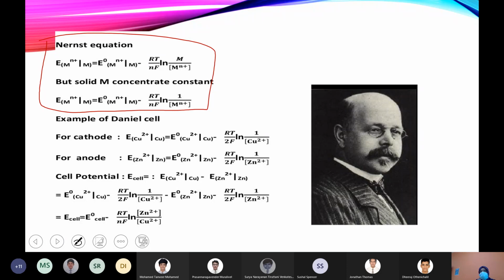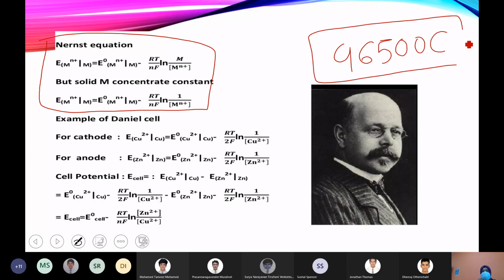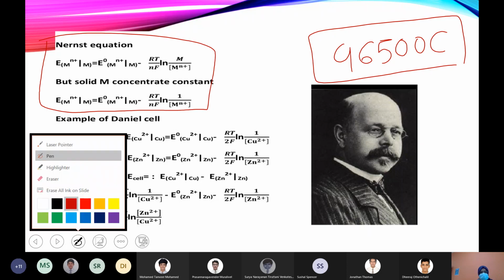What was that? 96,500. The value of Faraday constant is 96,500 coulomb. 1 Faraday is equal to 96,500 coulomb. As I said earlier, we are simplifying it, so we may not be directly using this bigger value in calculation. So even if you don't know that, it's fine.